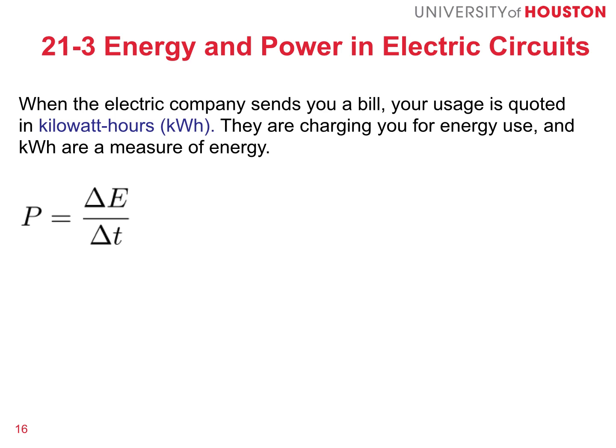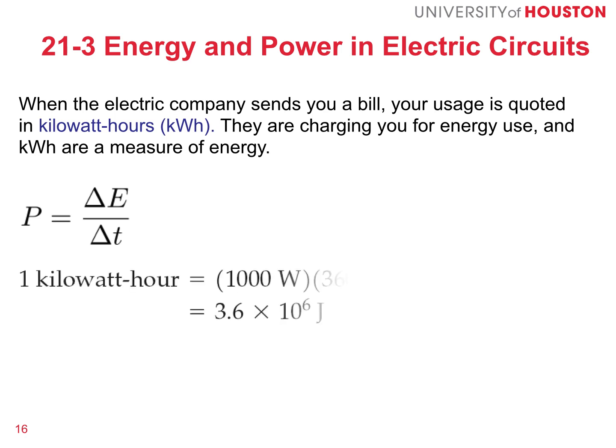If we rearrange this equation, we can show that the energy use is equal to the power, which a kilowatt is a measure of, times the time, which an hour is a measure of. Converting kilowatt hours into joules, we use the following relation, and we get that 1 kilowatt hour is the same as 3.6 times 10 to the 6 joules.